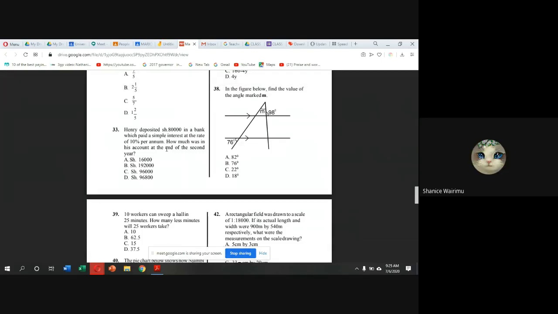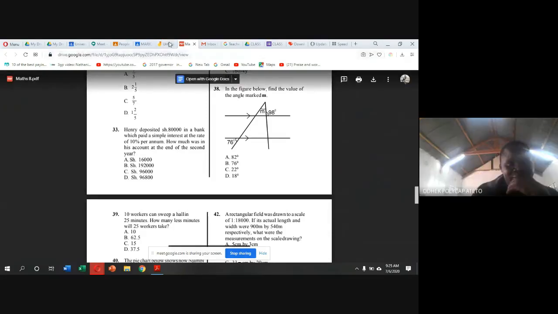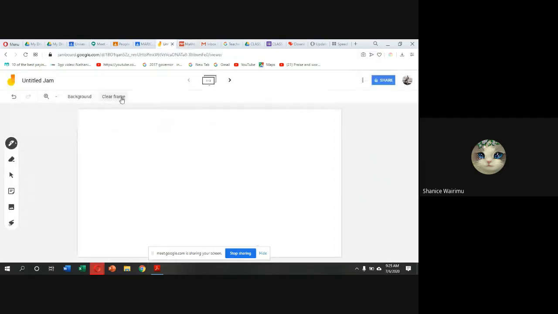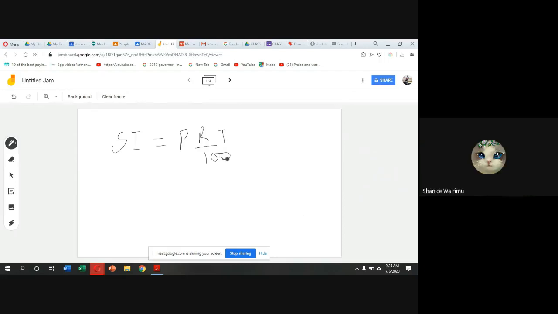Henry deposited 80,000 in a bank, which paid him simple interest at the rate of 10% per annum. How much was in his account at the end of the second year? So first of all, simple interest is equal to principal times rate over 100 times time. That is the formula for simple interest. Simple interest is equivalent to PRT over 100. Is that correct? Yes.